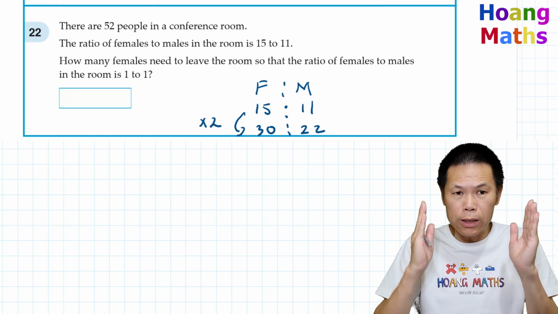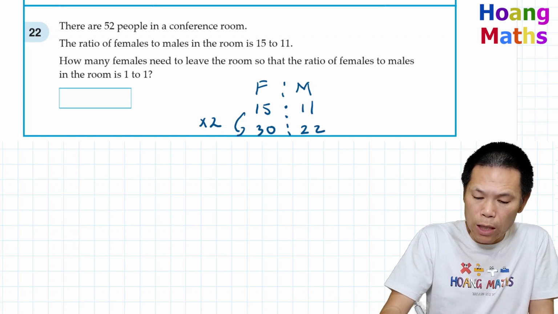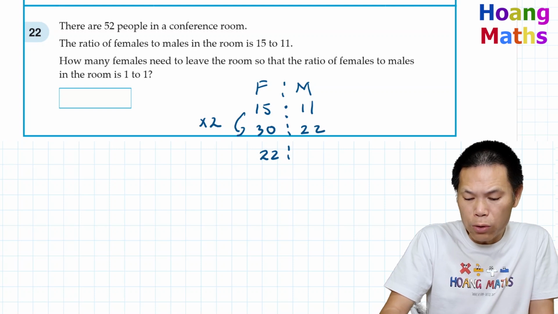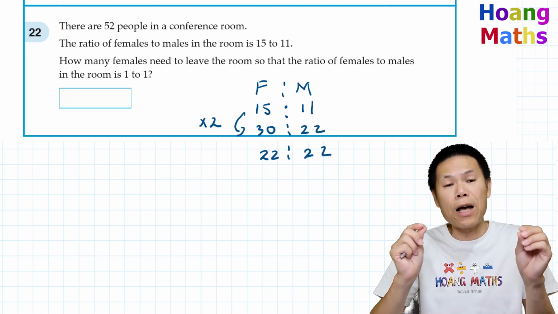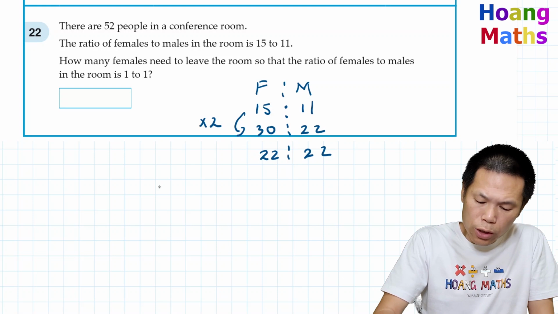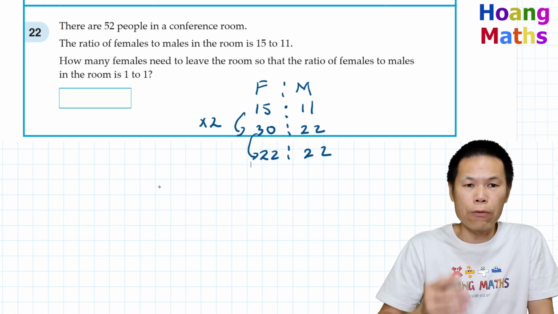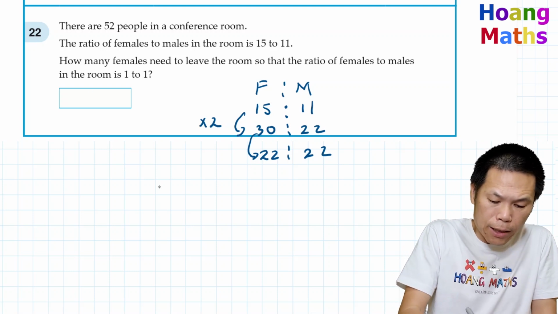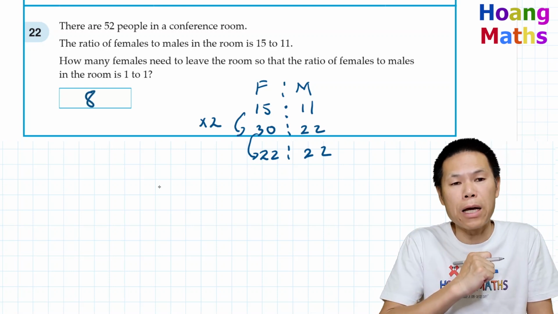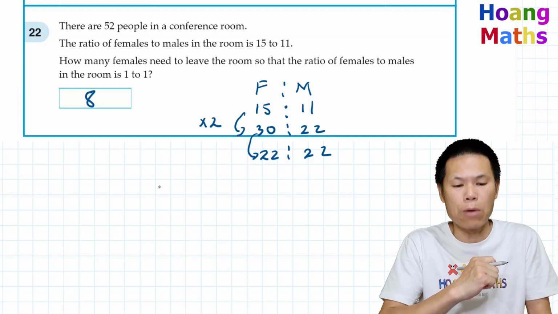So we need to make the same ratio. So this means that the female must be 22 as well, and then male is 22. So that will give us 1 to 1. So this means that 8 females need to leave the room. So therefore, the answer is 8. Just simply 30 minus 22 is 8. Okay, keep that in mind.